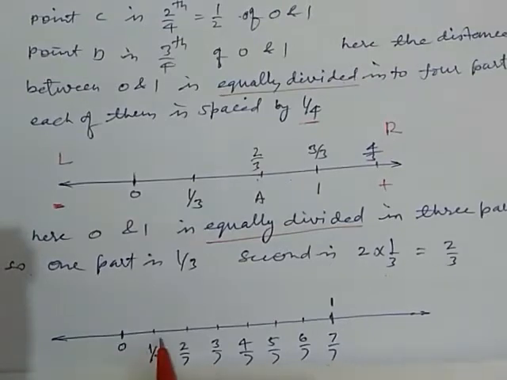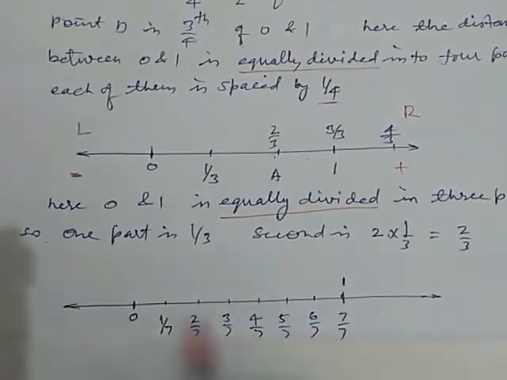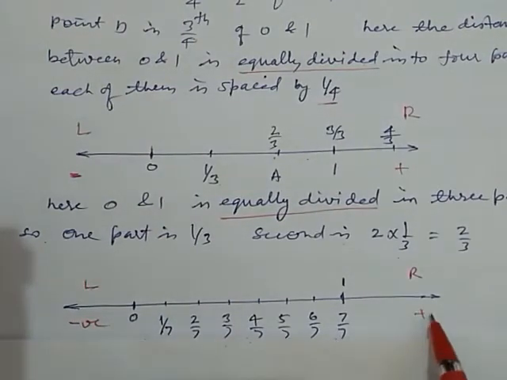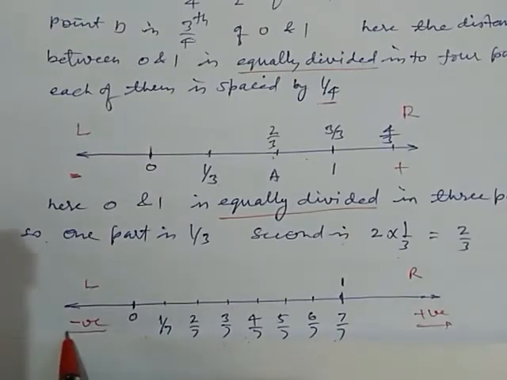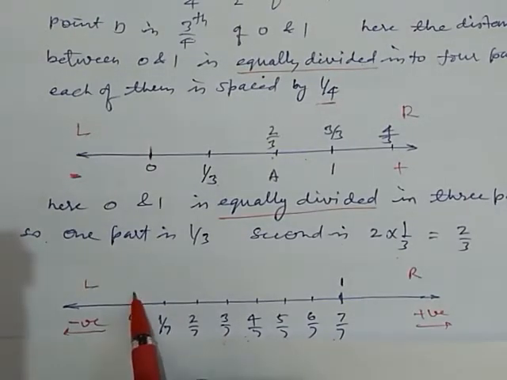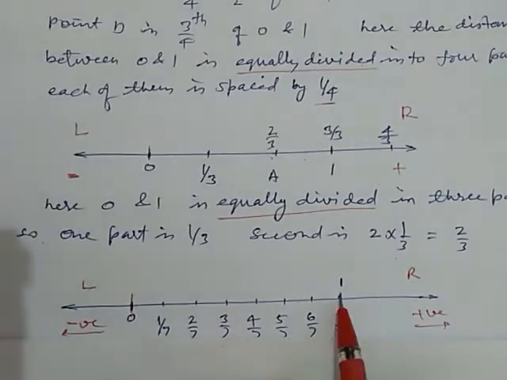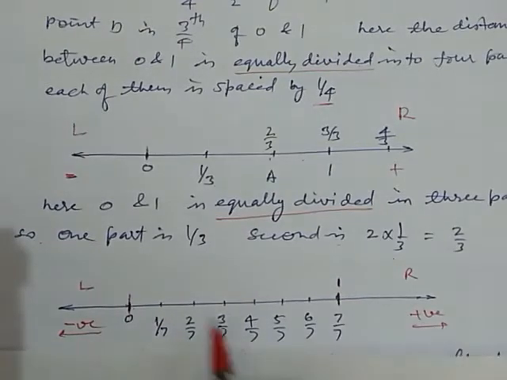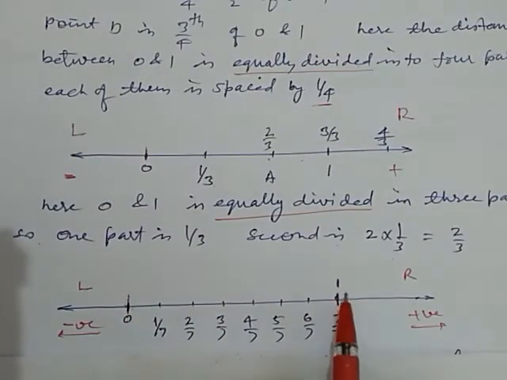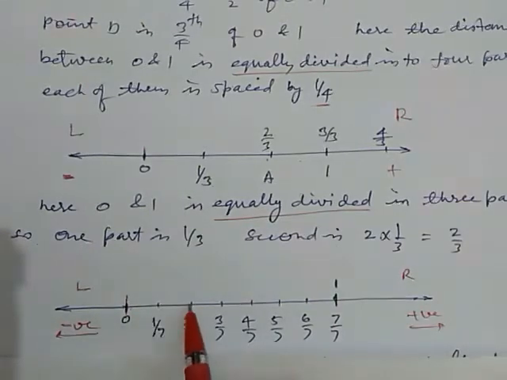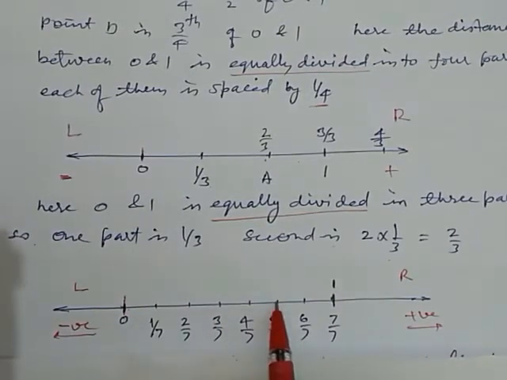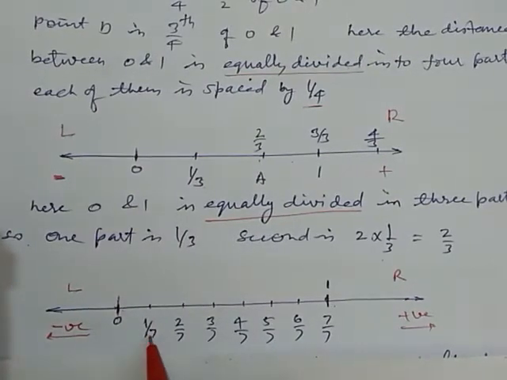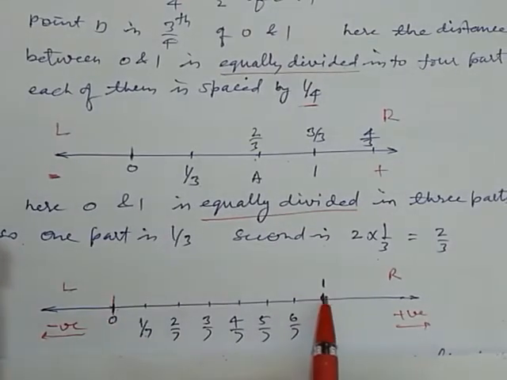Again we take one more number line here. This is left side, this is right side, this is negative, and this is positive. Okay. This is our 0. And this is 1 unit, 0 and 1. Now we have to divide this 1 unit into 7 equal parts. 1, 2, 3, 4, 5, 6 and 7. So one part becomes 1 by 7 of this 0 and 1.